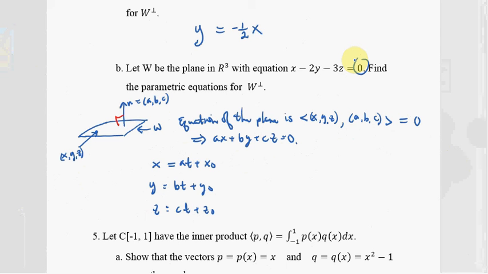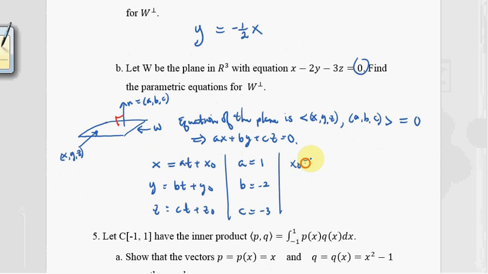What is A? What is B? What is C? This is Ax plus By plus Cz, so A has to be 1, right? B is negative 2. C is negative 3. x naught is 0, y naught is 0, z naught is 0. So they asked for parametric equations.